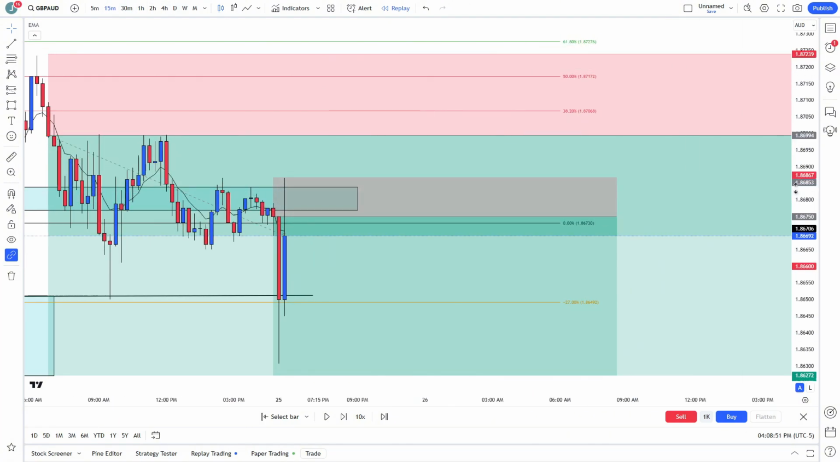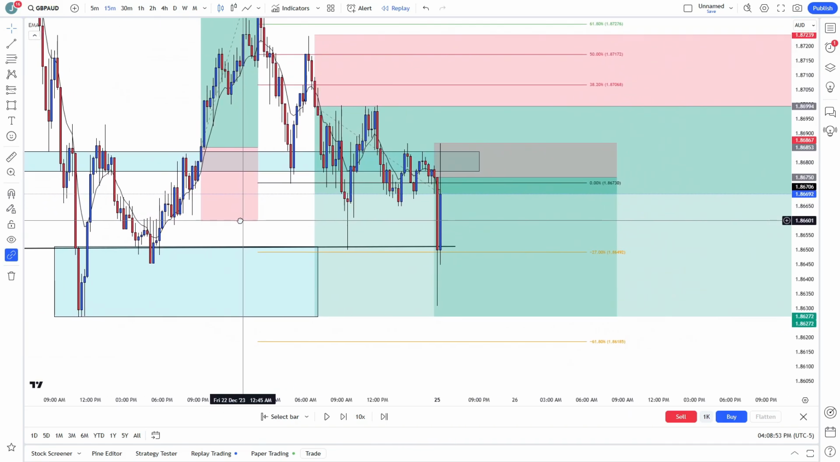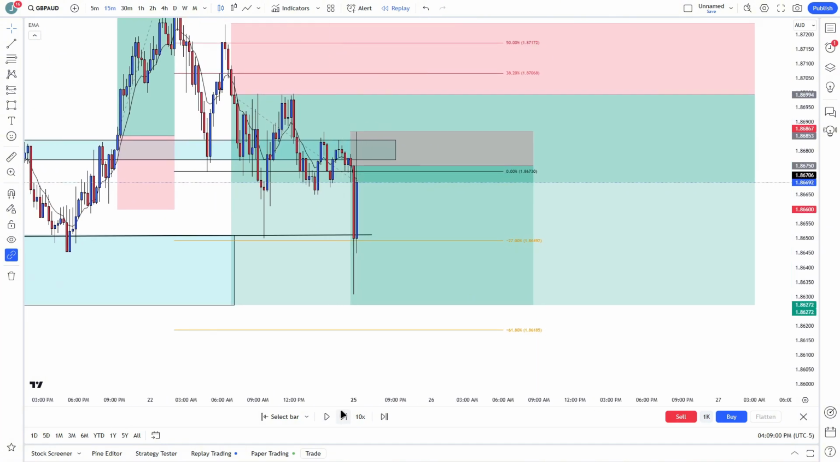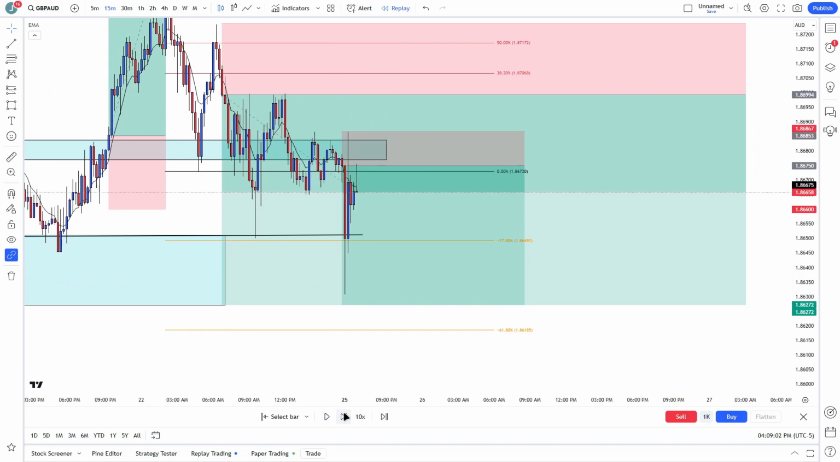Doesn't stop us out, but I personally would have taken my money out here. Live in the market, and I see us so close. I'm taking my money out, but we'll keep the trade running. See what happens.